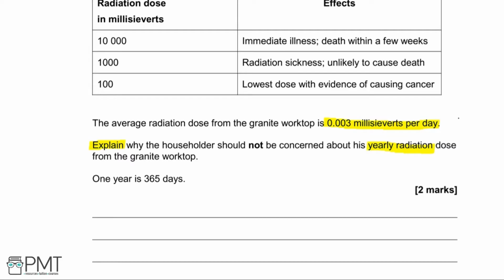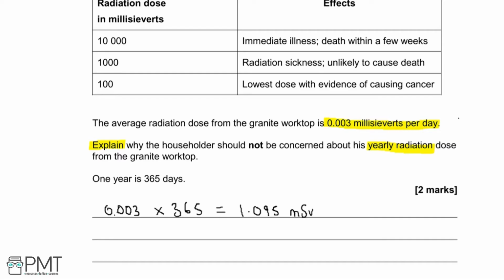So to calculate the yearly radiation dose received from the worktop, we do 0.03, which is the daily dose, multiplied by 365, the number of days in a year, and we get 1.095 millisieverts, which is little m and then Sv.